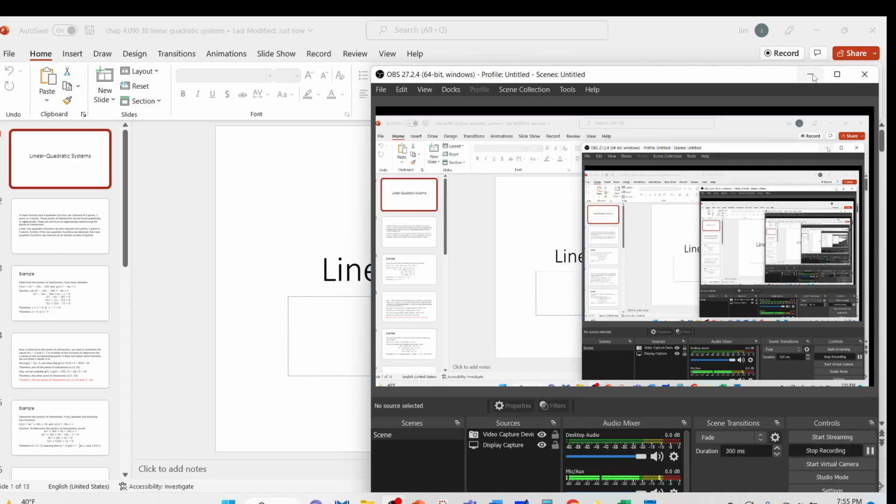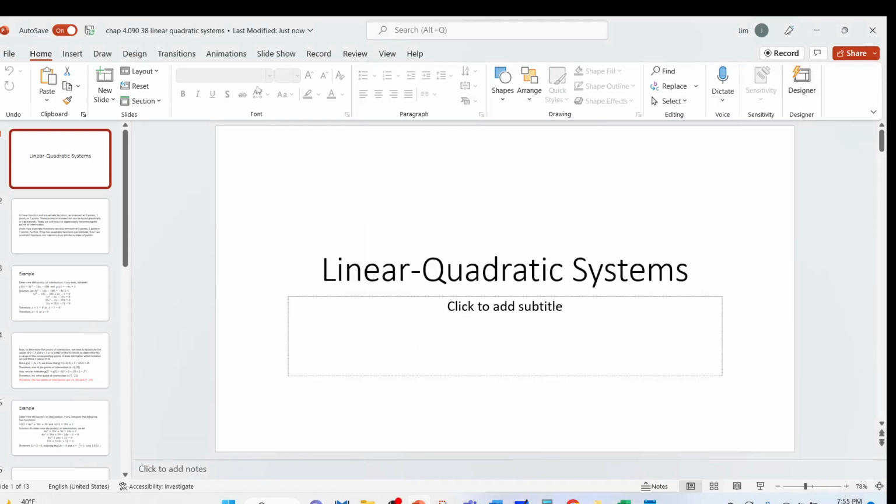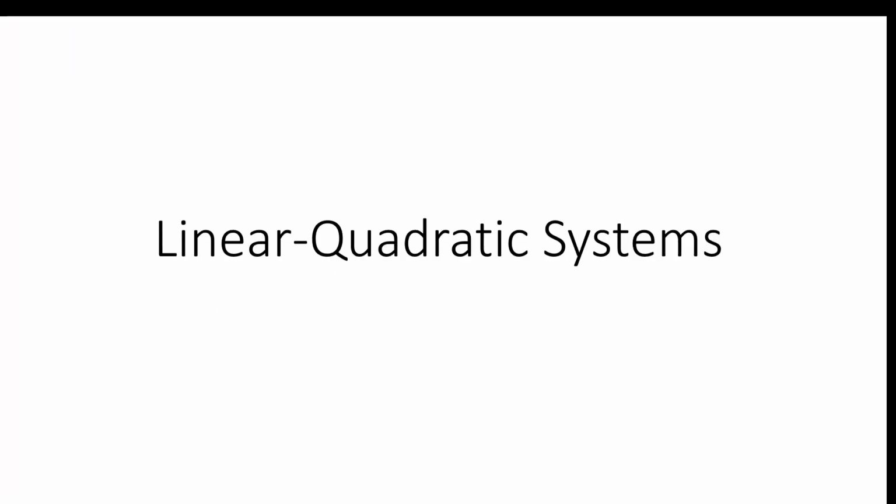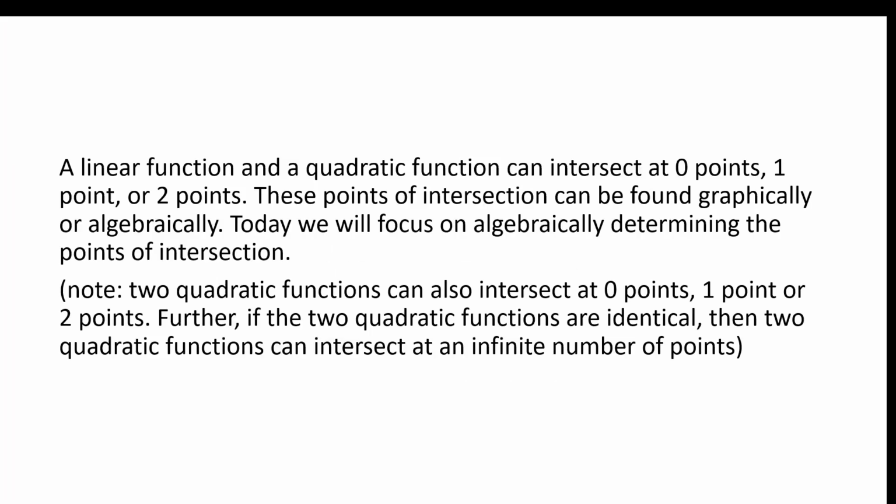In this video, we're going to talk about linear quadratic systems. A linear function and a quadratic function can intersect at 0 points, 1 point, or 2 points, and these points of intersection can be found graphically or algebraically. And today we're going to focus on algebraically determining points of intersection.